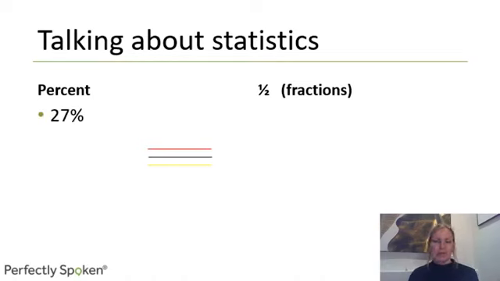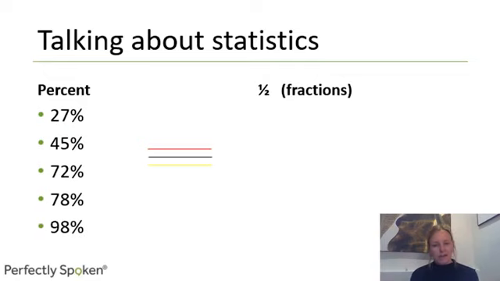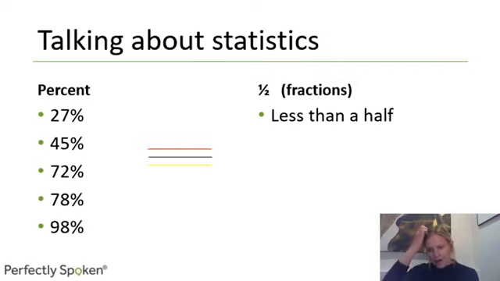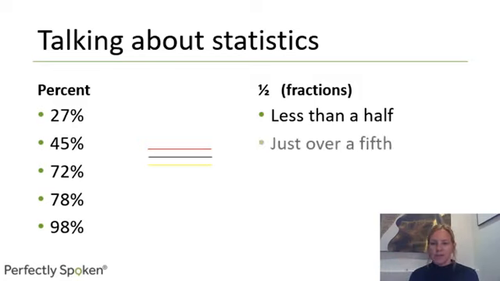Okay, so let me see. So I've got 27%, 45%, 72%, 78%, and 98%. Now, let's have a look at the fractions. Less than half. Now, which fraction is the nearest, do you think? Yes, 45%. Less than a half is 45%.